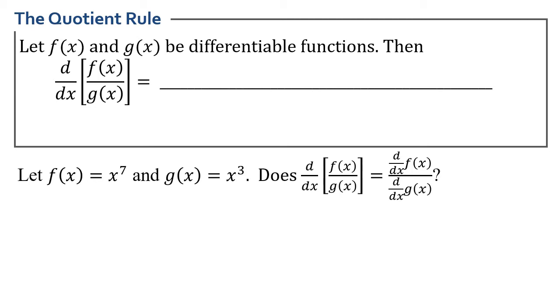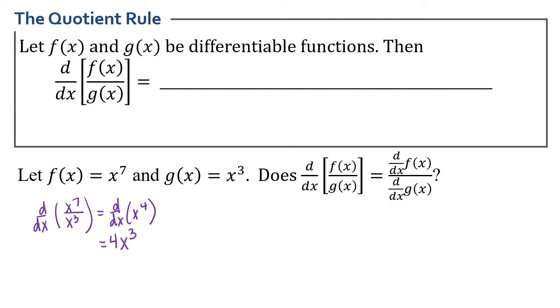If f of x equals x to the 7th and g of x equals x cubed, does the derivative of f of x divided by g of x equal the derivative of f of x divided by the derivative of g of x? I don't know, let's try. So d over dx of x to the 7th over x cubed. Using properties of exponents, that simplifies to x to the 4th power.